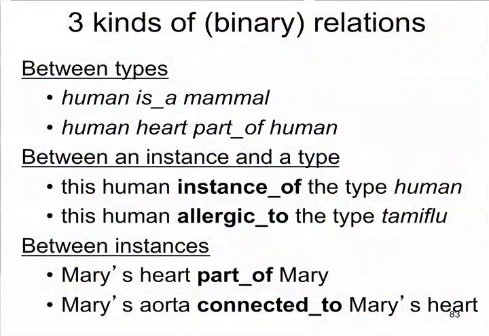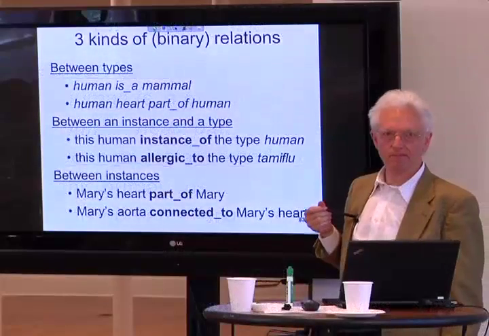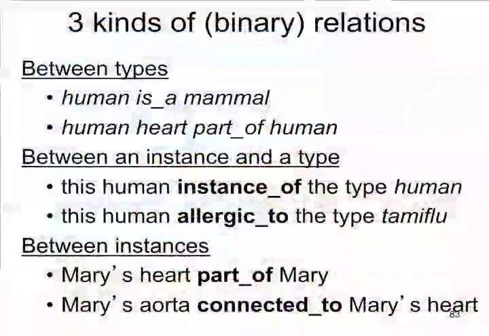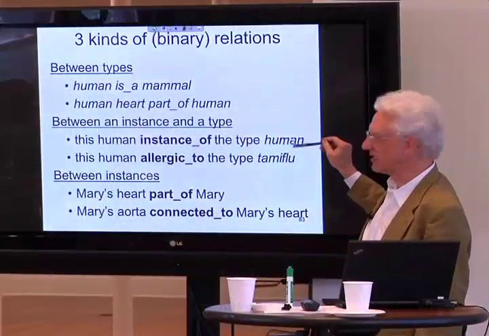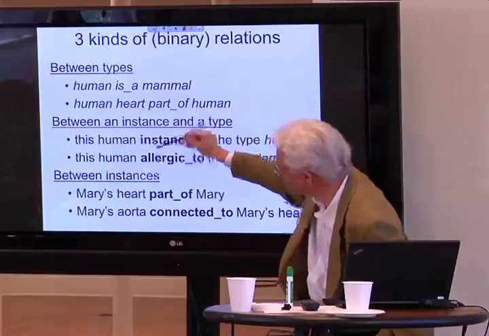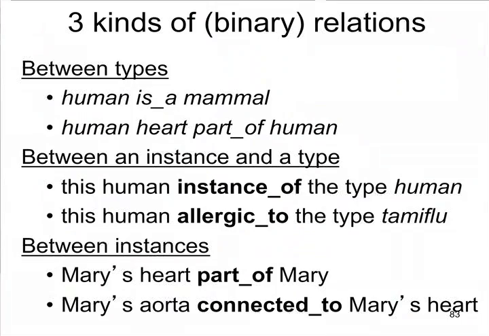When it comes to binary relations, we have to distinguish between three different kinds of binary relations. First of all, there are relations between types, such as human is a mammal or human heart is part of human. Then we have relations between an instance and a type. So this human John is an instance of the type human, or this human John is allergic to the type Tamiflu. And there are many other such examples. This is actually the most important one for our present concerns. And then there are relations between instances. Mary's heart is part of Mary, and Mary's aorta is connected to Mary's heart.